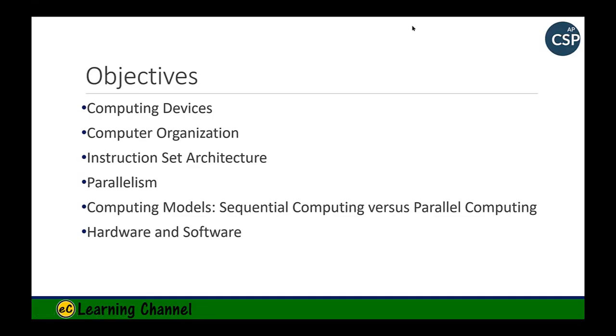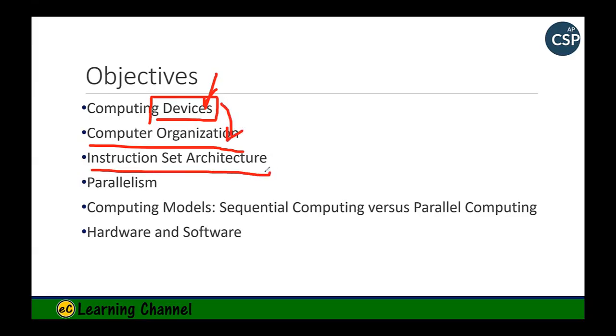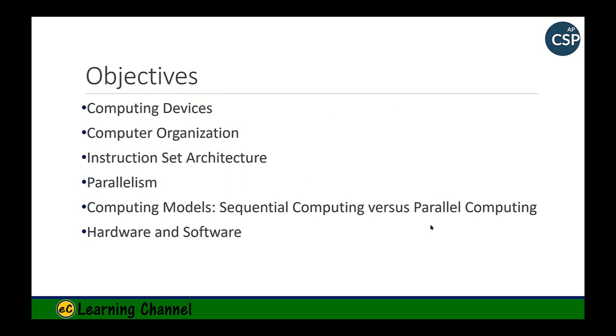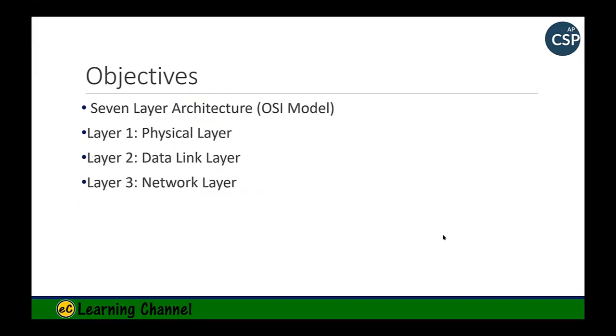Okay, so basically you need to know about the computing device. A computer is a computing device. Computer organization: how this device is built. What is an instruction set? What is parallelism? How does serial computing work, and how can pieces be put in parallel? And computing models, sequential computing and parallel computing, and what is hardware and what is software. So basically, these are the topics of this chapter. We won't go into much detail, but we will try to give you some idea.